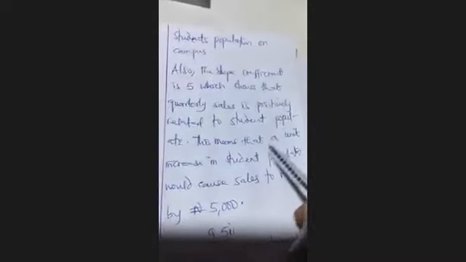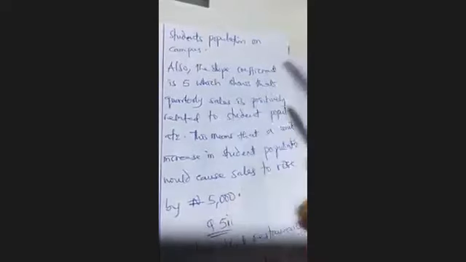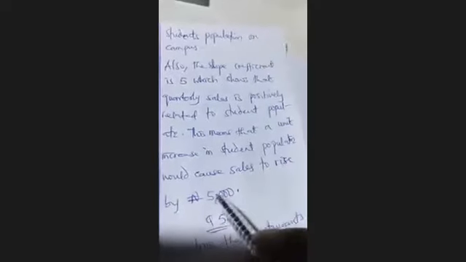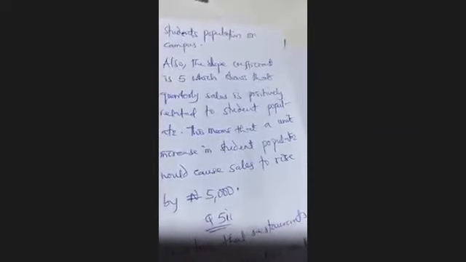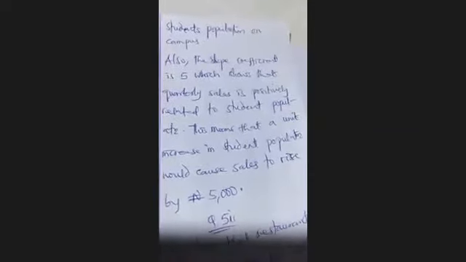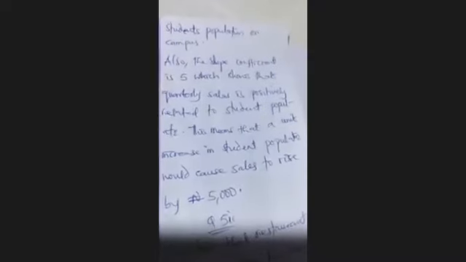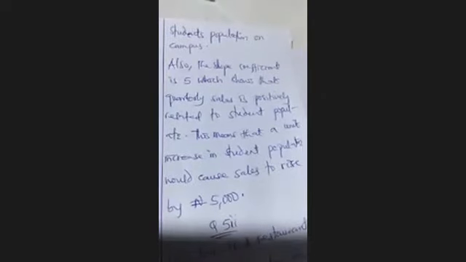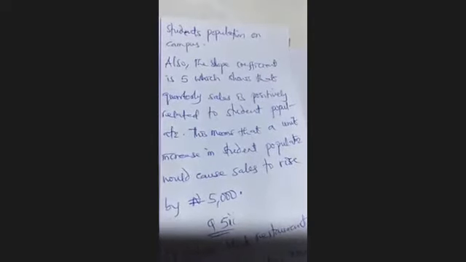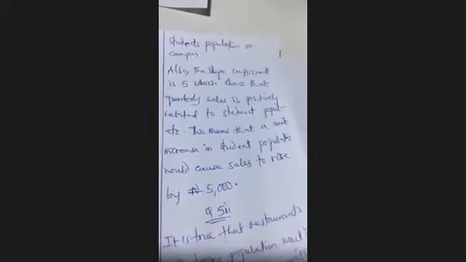increase in student population will cause sales to increase by 5 naira. But that would have been it. Because the question has already stated that student population is in 1,000, any increase in sales will be the number multiplied by 1,000. Are we there? So that is why this comes to 5,000. Any question again?